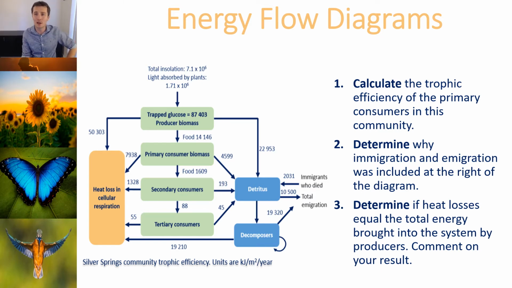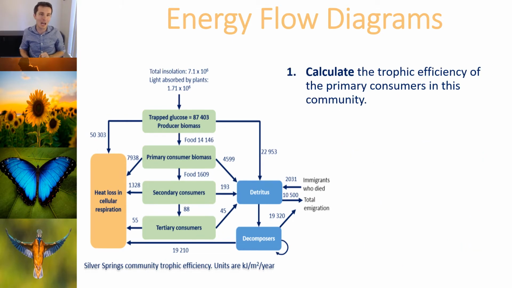So question 1 is to calculate the trophic efficiency of the primary consumers. If you want, you can also look at the secondary consumers, just to test yourself. I will give you the answer for the secondary consumers as well. Question 2: determine why immigration and emigration was included at the right of the diagram. Question 3: determine if heat losses equal the total energy brought into the system by producers, and comment on your result. So why might it or might it not equal that total? Going through some answers, once again, pause if you don't want to see the answers now.